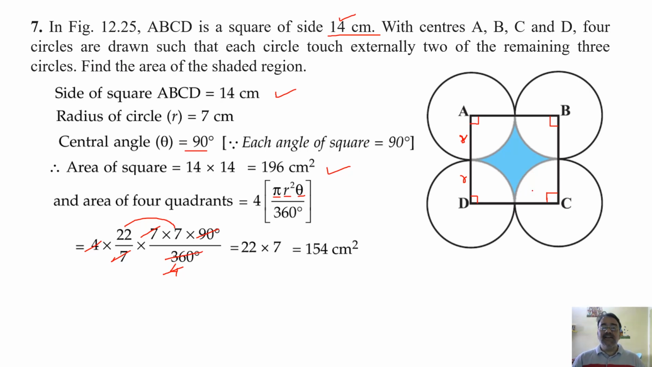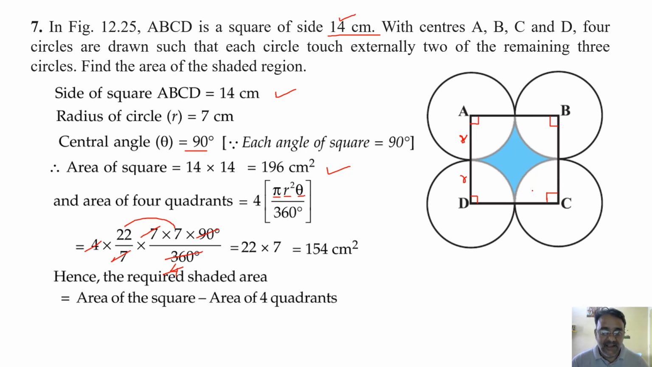सो ये पूरे स्क्वायर में अगर हम लोग क्वाड्रेंट पूरा माइनस करते हैं तो विल गेट द शेडेड एरिया. Okay, so area of shaded region will be equals to area of square minus area of 4 quadrants. That is 196 minus 154. So if you subtract, you will get 42 centimeters square. Right. Any doubt in this question?